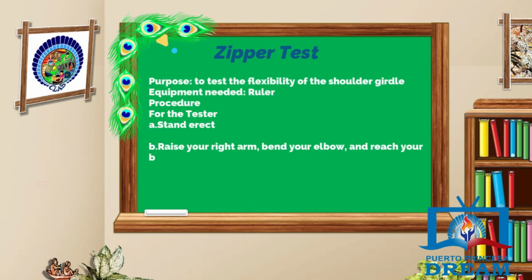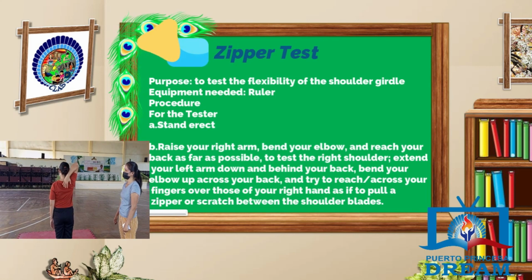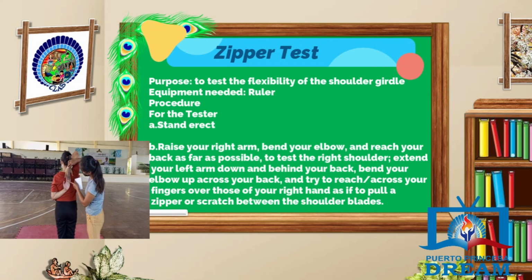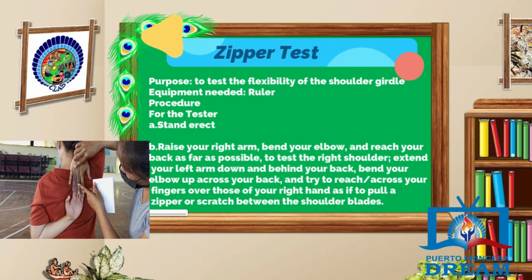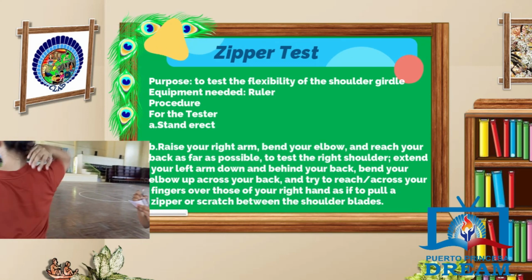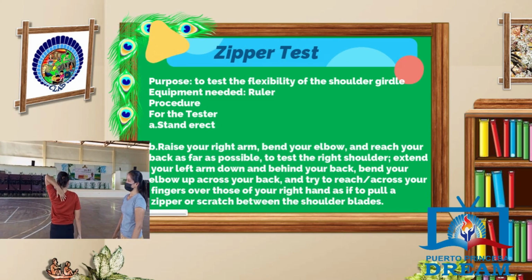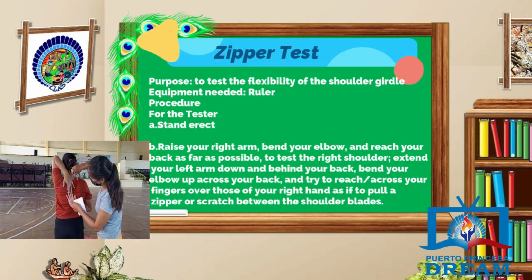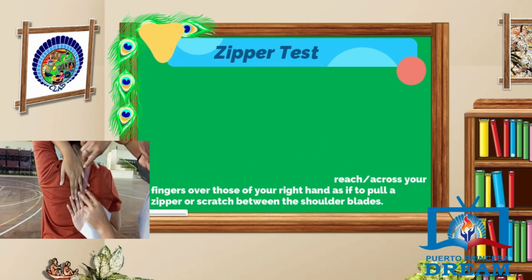Zipper test. Purpose: to test the flexibility of the shoulder girdle. Equipment needed: ruler. Procedure: for the tester: A. Stand erect. B. Raise your right arm, bend your elbow and reach your back as far as possible to test the right shoulder. Extend your left arm down and behind your back. Bend your elbow up across your back and try to reach across your fingers over those of your right hand as if to pull a zipper or scratch between the shoulder blades.